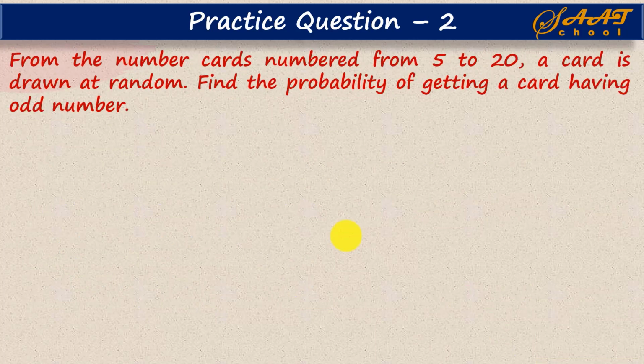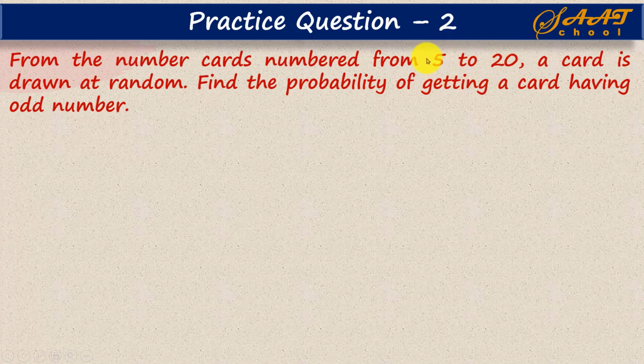Now this is practice question 2. The question is, from number cards numbered from 5 to 20, a card is drawn at random. Now the question is to find probability of getting a card having odd number. As we did earlier, the first thing we have to find is total number of possible outcomes. Possible outcomes are from 5 to 20. In this case, that would be 16, right? From 5 to 20. So that gives you total number of possible outcomes.